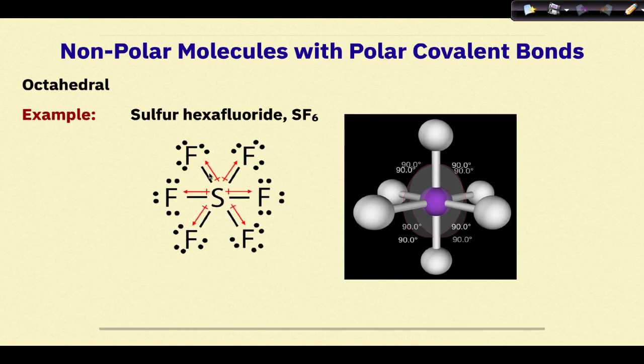Octahedral, sulfur hexafluoride, SF6. Here, same thing. We really need to pay attention. We can see that the terminal atoms surrounding the sulfur are all exactly the same. The fluorines are oriented so they're opposite of each other. They are pulling in opposite directions, and every polarity arrow has another polarity arrow canceling it out. There is no net dipole on this molecule. Therefore, it is considered nonpolar.